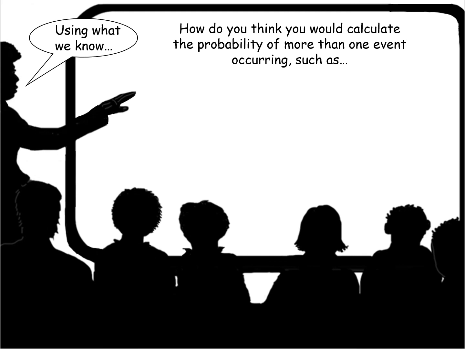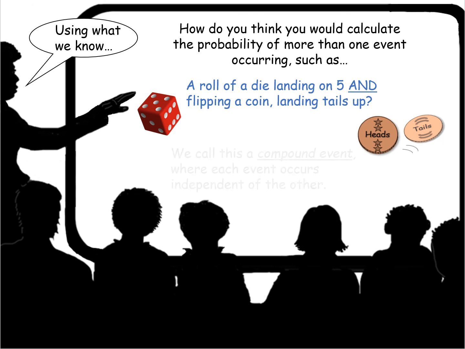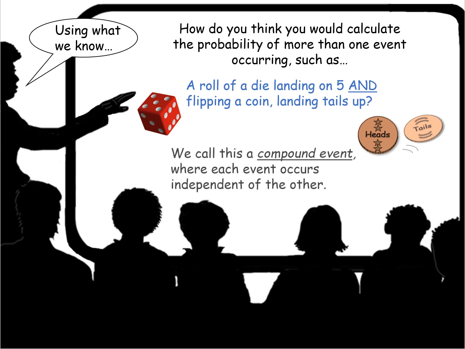Now using what you know, how do you think you'd calculate the probability of more than one event occurring, such as a roll of a die landing on 5 and flipping a coin landing tails up? We call this a compound event, where each event occurs independent of the other. So we're looking at rolling a die and having it land on 5, and then flipping a coin and having it land tails up. How do you think you calculate that probability?